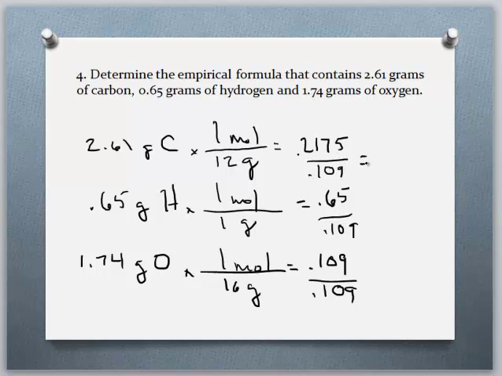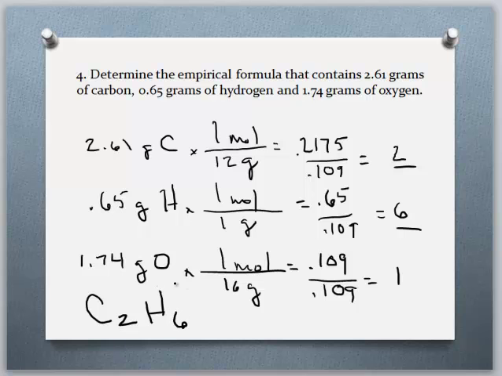And let's do the math. 0.2175 divided by 0.109 gives us 1.99, which we can round to 2. 0.65 divided by 0.109 gives us 5.96, which we can round to 6, and that's going to give us 1. So our empirical formula is C2H6O.